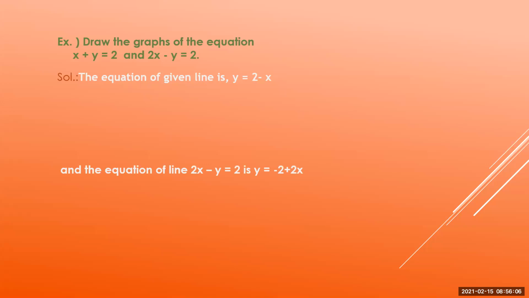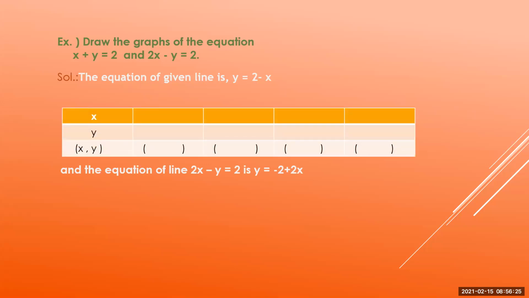So for the equation of a given line, x plus y is equal to 2, that can also be written as y is equal to 2 minus x. Some may write x is equal to, so it depends on us. Next is 2x minus y is equal to 2. So y is equal to minus 2 plus 2x. Simply we have converted it into y is equal to. You can convert it into x is equal to also.